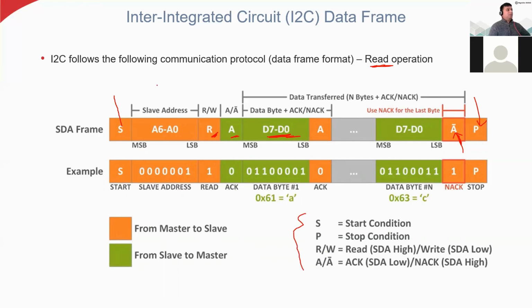This is how the data transfer occurs between two different ICs within the motherboard. Otherwise, we can say the microcontroller is communicating with other chips outside of the microcontroller using this communication interface, I2C, or inter-integrated circuit interface.